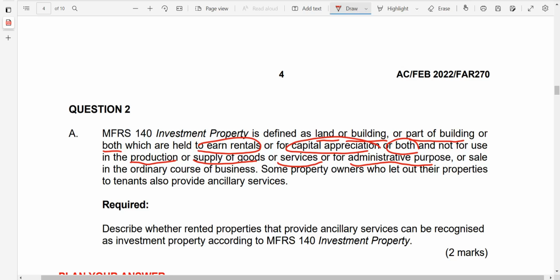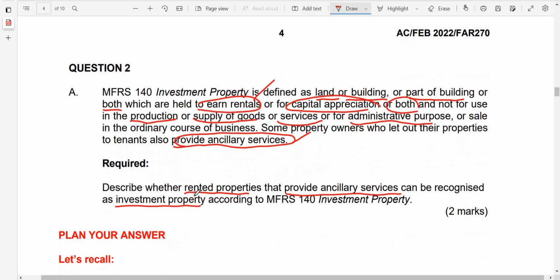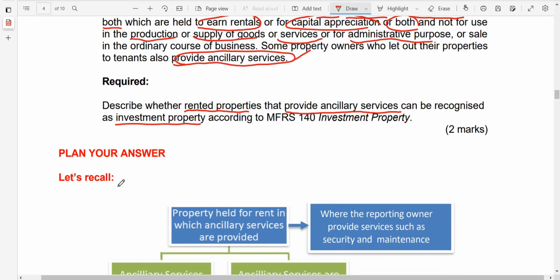Some owners let out properties to tenants and also provide ancillary service. Apart from rental, the issue here is also about providing ancillary service. We are asked to describe whether rented properties that provide ancillary service can be recognized as investment property in accordance with MFRS 140 Investment Property. So let's look at the answer. Before that, let's plan our answer and let's recall.